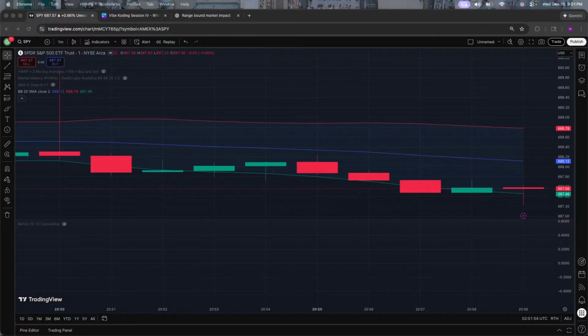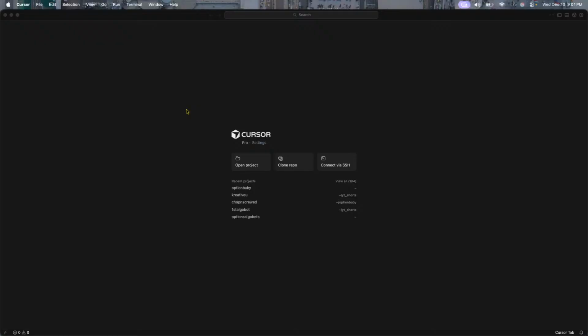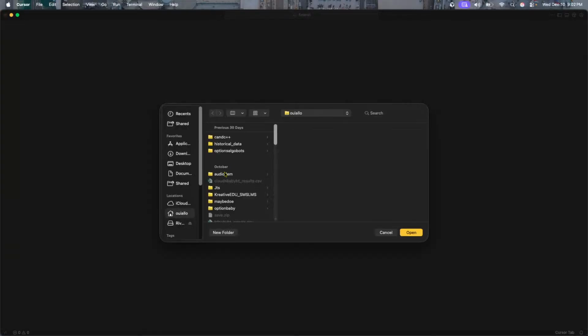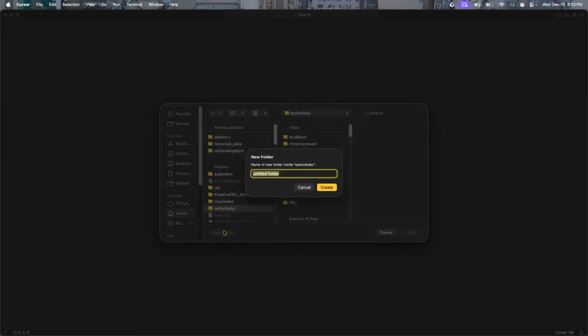All right. So what we're going to do now, let's go ahead and jump into Claude Code. I'm going to be using Cursor, and inside Cursor, I'm going to be using Claude Code, and I'm going to be using the 4.5 Opus model in order to do so. So I want to open up a new project. I'm going to go to our Option Baby folder. This is the folder that we use in order to create any new strategies. So we're going to create a new folder. We're just going to call this ME.